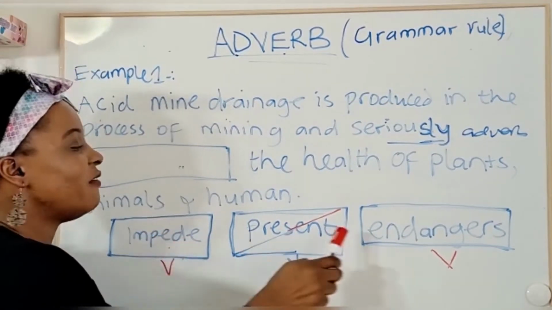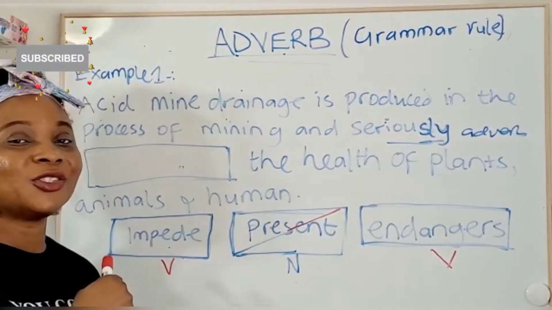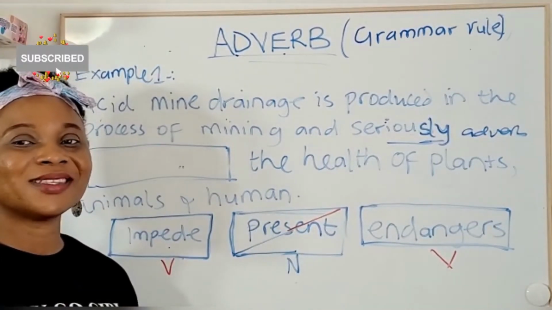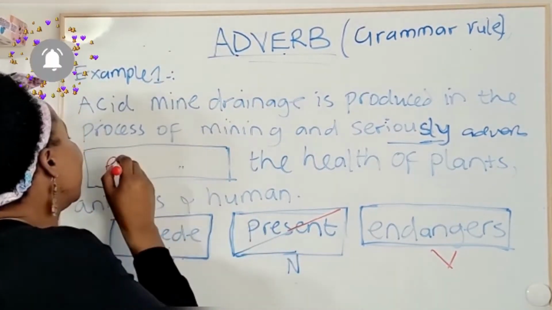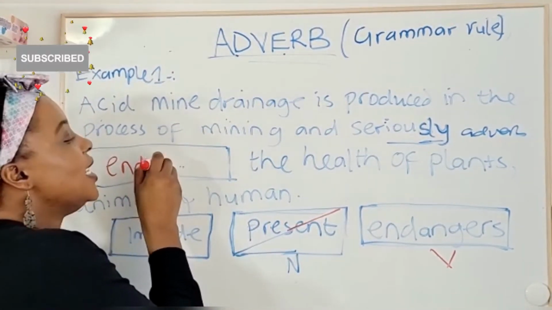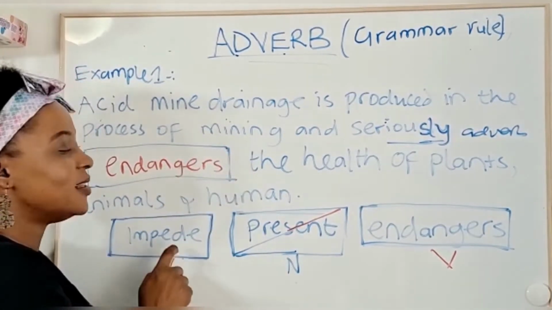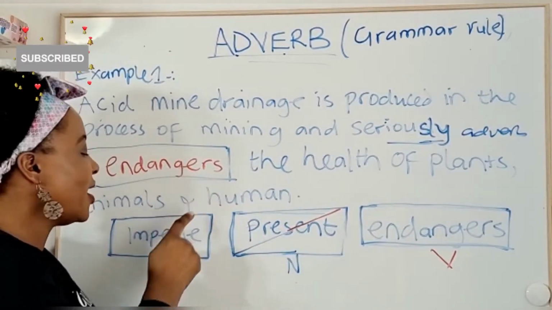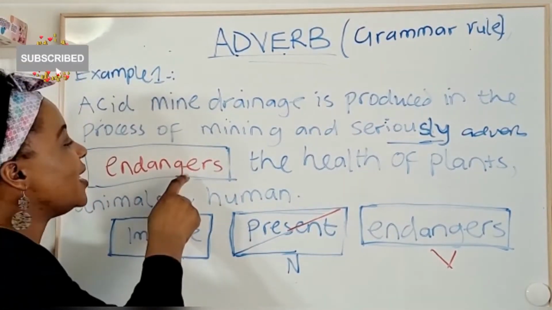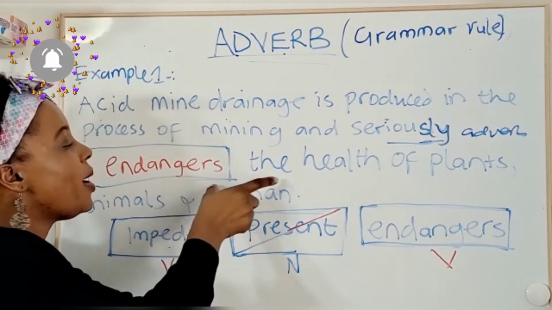So which of those verbs do you think will make it in here? What do you reckon should be in the blank? You tell me in the comment section. Okay, so I'm going to go with the word endangers. And it is a verb. It will fit in more here than this one. So we're going to choose the closest option that will fit in more here than the other one. So endangers will go in this blank, and will make more sense here.